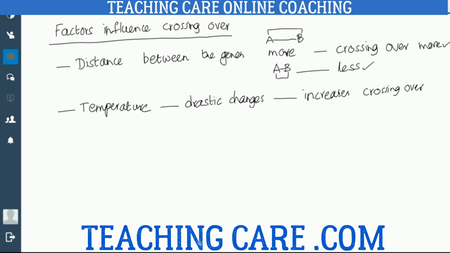Drastic changes means, for example, suppose in summer it is 50 degrees centigrade and in winter it is minus 10. There is a lot of difference in the temperature. This is called a drastic change. If this drastic change of temperature is there, it will increase crossing over. Okay. The next factor is X-rays.